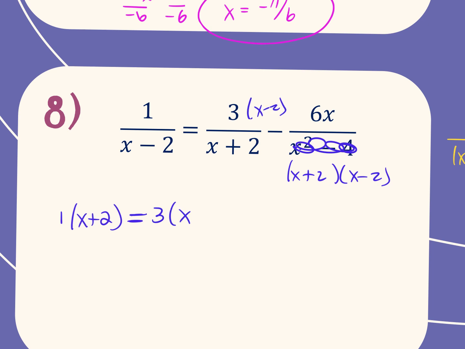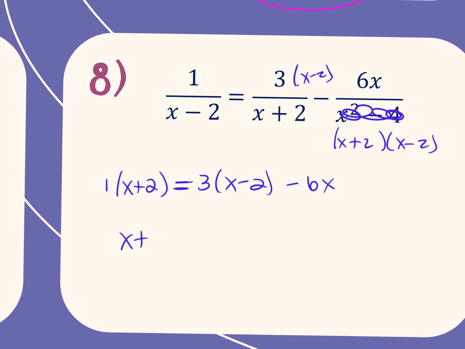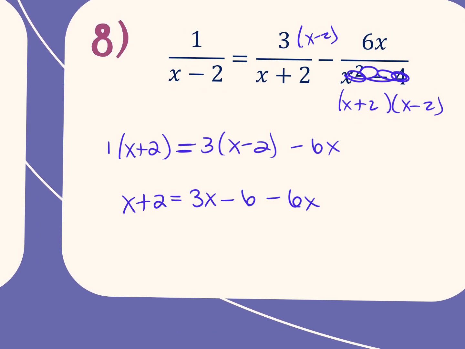So 3 times x minus 2 minus 6x. Do I have to multiply 6x by anything? No. Okay. So I have x plus 2 on the left-hand side. On the right-hand side, I have what? 3x minus 6 minus 6x, okay. Can I combine like terms on the right-hand side? Yep, okay, so x plus 2 equals negative 3x minus 6. Great, now what?